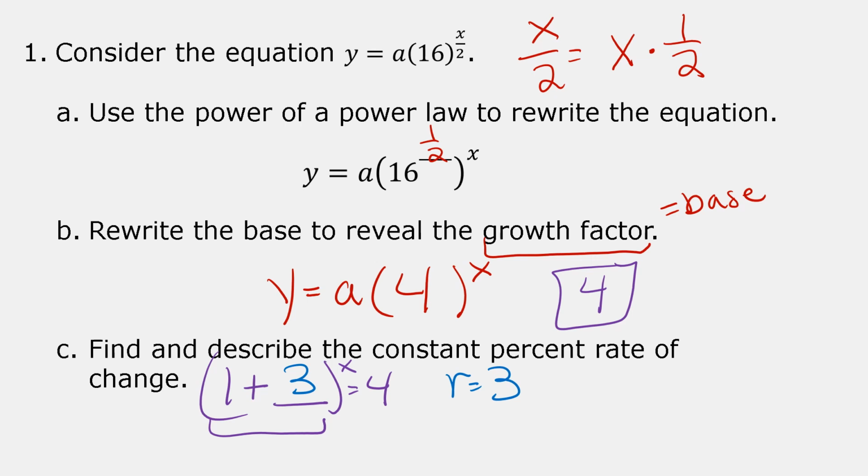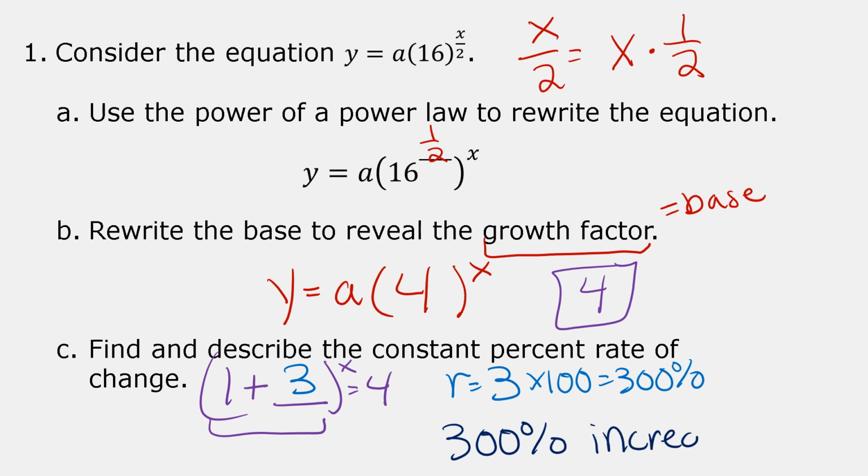And we want to write it as a percentage. So what is 3 written as a percentage? 300. We're going to multiply by 100. And for all of these answers, we're going to write it as a sentence. So for adding, that's an increase. So for this one, it's a 300% increase.